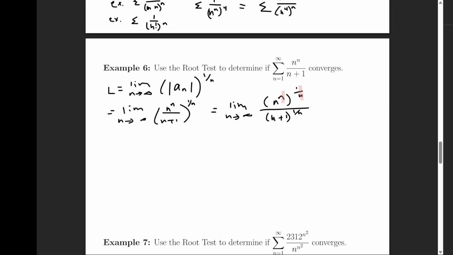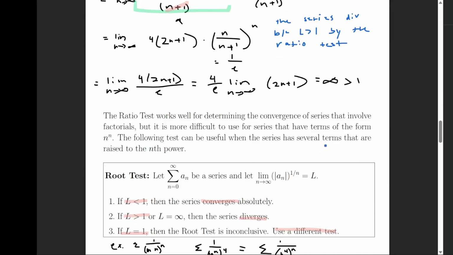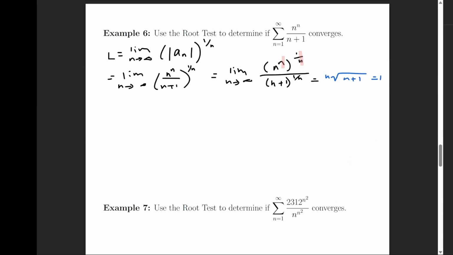Then this bottom part is going to be rewritten as here, I wrote it in blue. Remember, from right here, any polynomial to the 1 over n power is going to equal 1. So this one equals 1. So now our limit is equal to n on top and 1 on the bottom. Then you take that approaching infinity, which is just infinity. Okay, that's greater than 1.